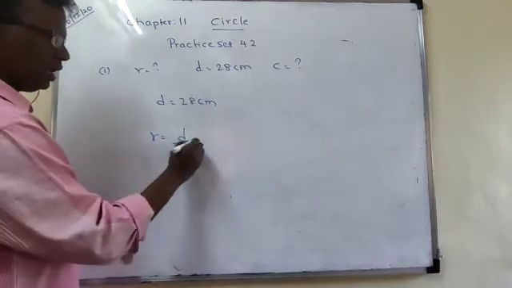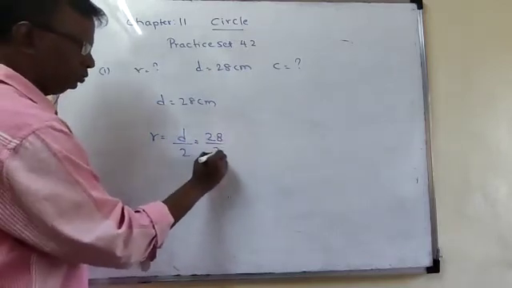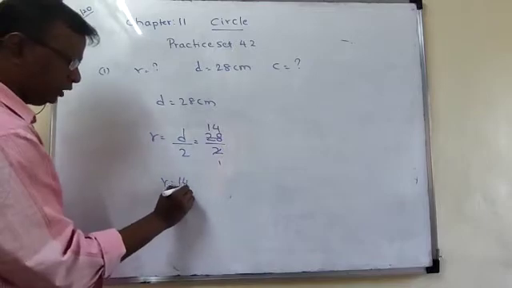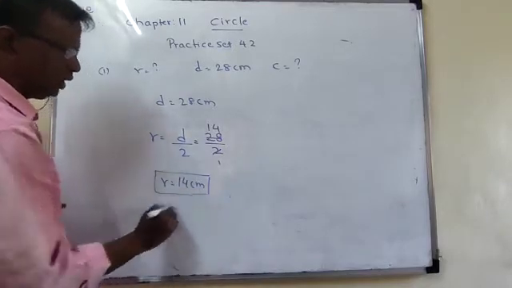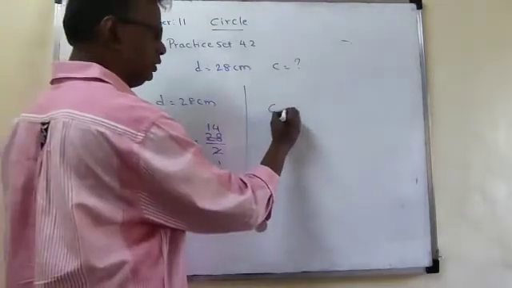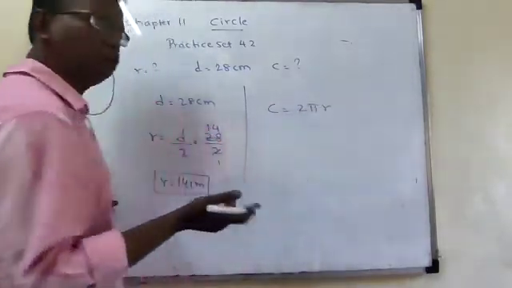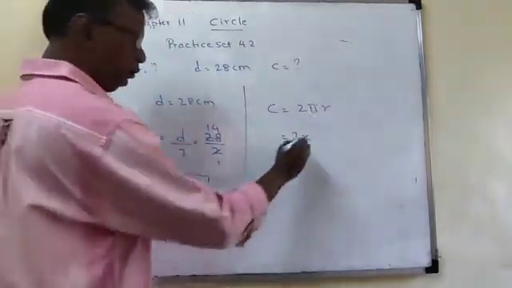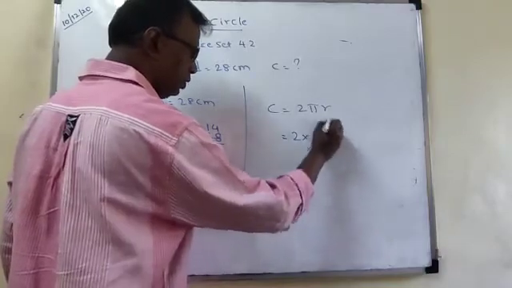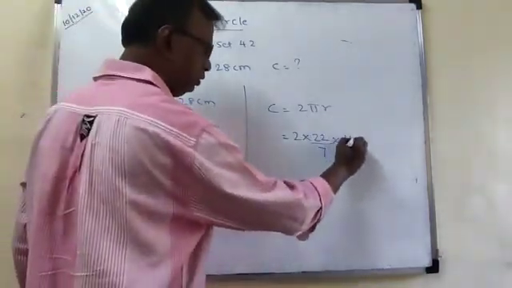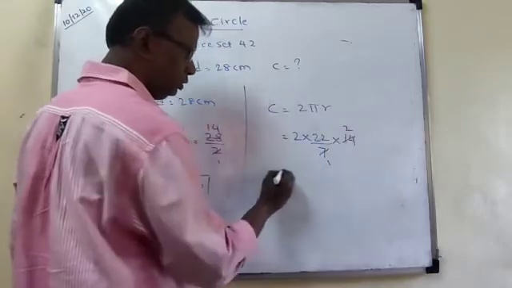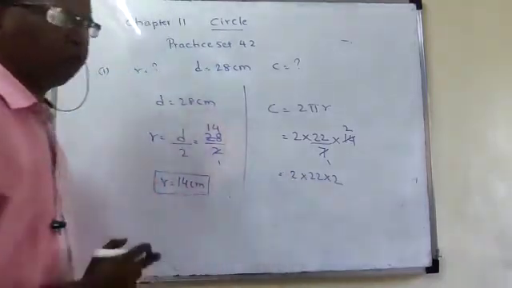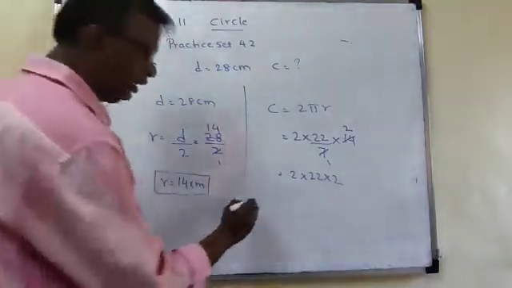Okay, students? So diameter given is 28 upon 2. 2 ones are 2, 2 fours are 8. So radius is 14 centimeter. Then you have to find out the circumference. That is C is equal to 2 pi r, or you can use the other formula pi d also. It's up to you. That is 2, the value of pi is 22 upon 7, the value of r is 14. 7 twos are 14. That is 2 into 22 into 2. 2 into 22, 44. 44 into 2, 88.